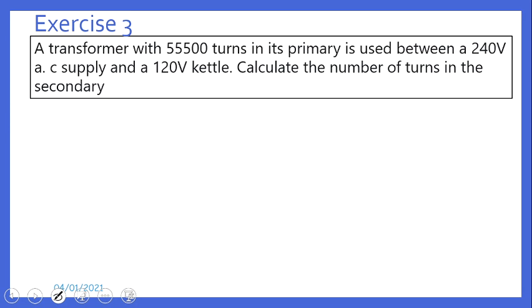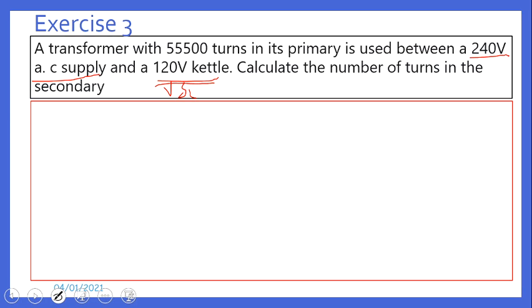The next question. A transformer with 5,500 turns in its primary is used between a 240 volt AC main, AC supply. Meaning the primary here told us the supply voltage, the main or primary are the same thing. And a 120 volt K2. So our output is 120 volt. Whether K2, whether refrigerator, whether any gadget that you are using the transformer to operate is considered to be the secondary part. So this is the secondary voltage, the same thing as VS. Calculate the number of turns you have in the secondary.